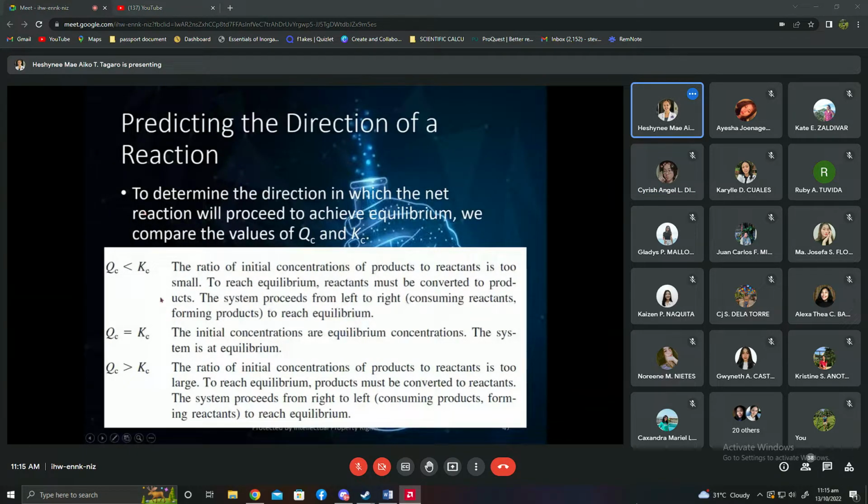Okay. So if the QC value is less than KC, what does this tell us? So this tells us that the ratio of the concentration of the product to the reactant is small. Ti ano dayon kung small, ma'am? Take note ha, gamay ang concentration sa product compared sa reactants.